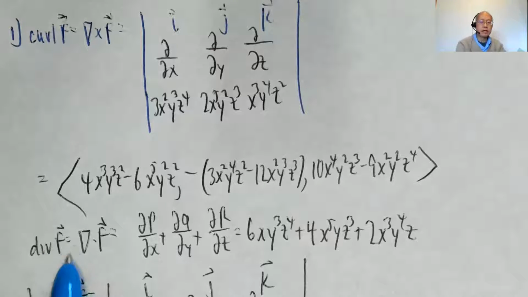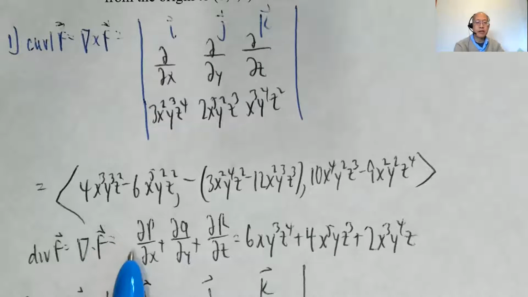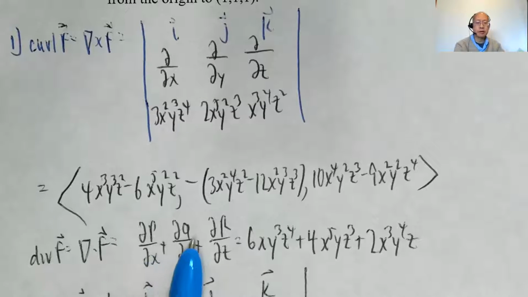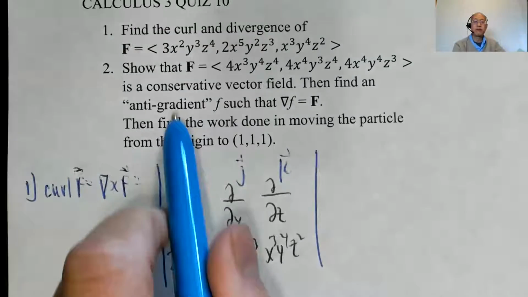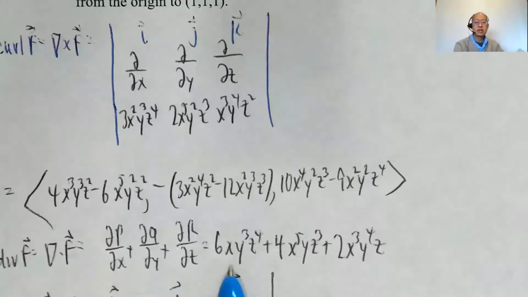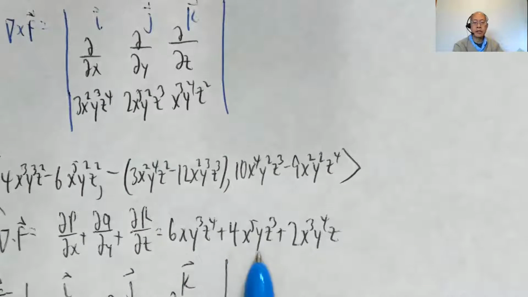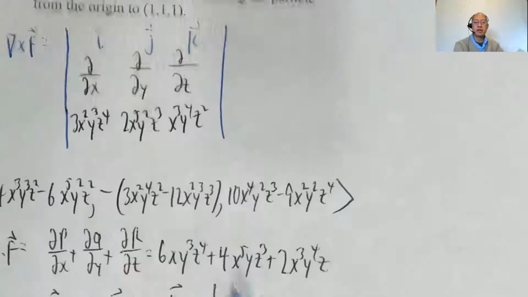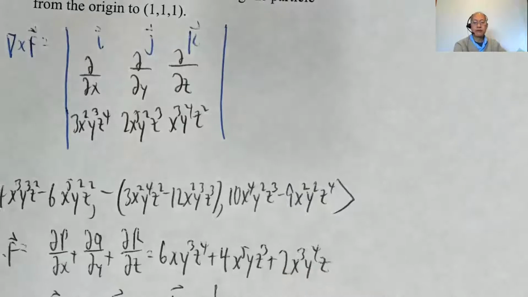Divergence of f is del dot f, it's the partial of P with respect to x, plus the partial of Q with respect to y, plus the partial of R with respect to z. So differentiate with respect to x is 6x y cubed z to the 4th, plus partial with respect to y, 4x to the 5th y z cubed, plus partial with respect to z, 2x cubed y to the 4th z.